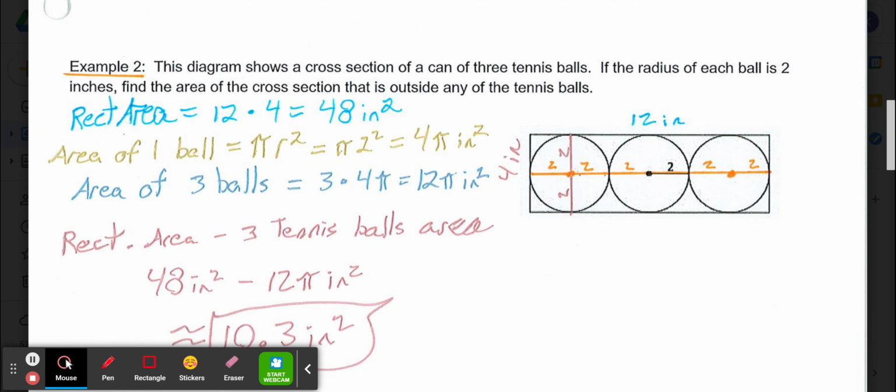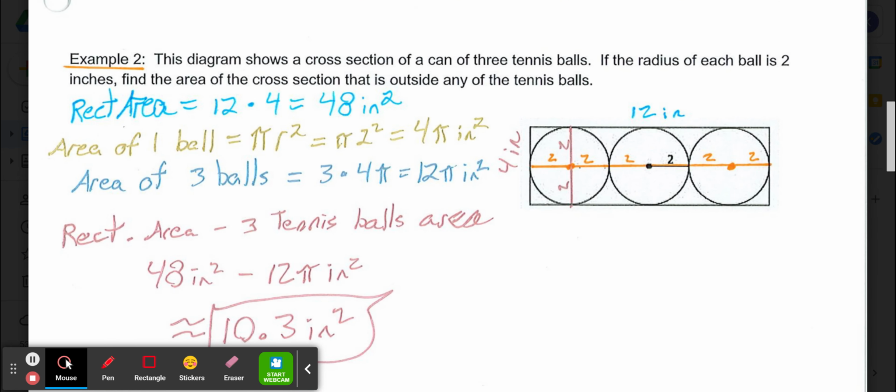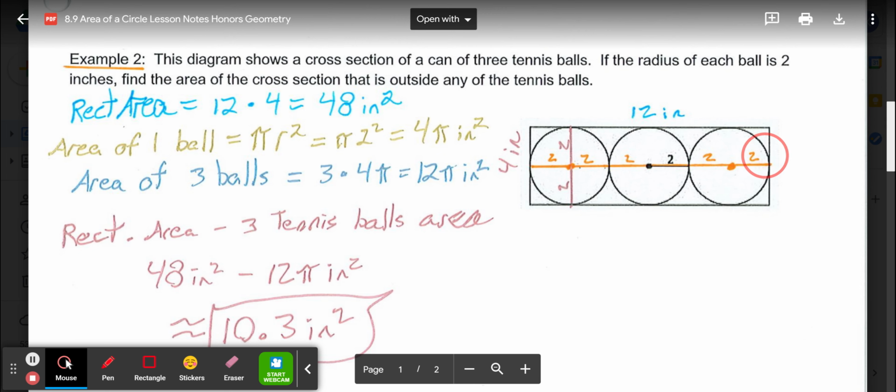In example 2, we're dealing with a cross-section of a can of 3 tennis balls. The radius of each tennis ball is 2 inches. They want us to find the area of the cross-section that is outside of any of the tennis balls. So what I think about is this cross-section's a rectangle. So first I want to find the area of the rectangle.